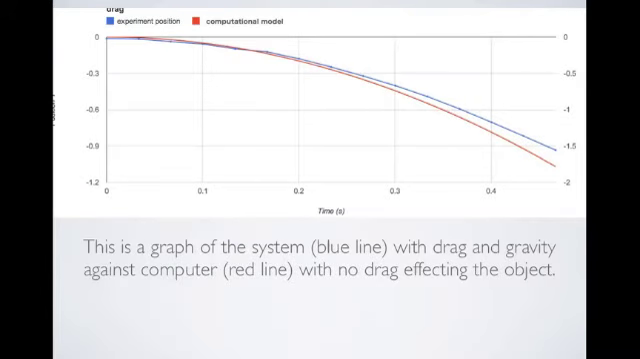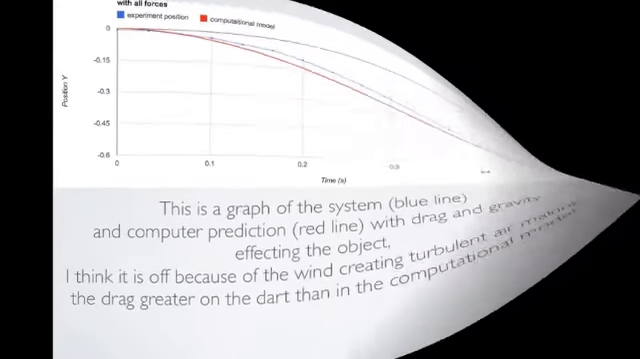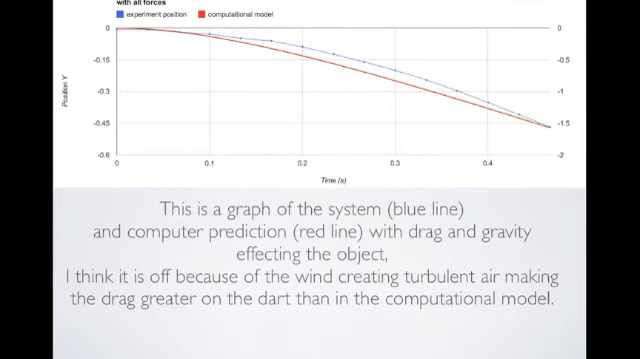This is a graph of the system blue line with the drag and gravity against the computer red line with no drag affecting the object. This is a graph of the system blue line and computer prediction red line with drag and gravity affecting the object. I think it is off because of the wind creating turbulent air, making the drag greater on the dart than in the computational model.